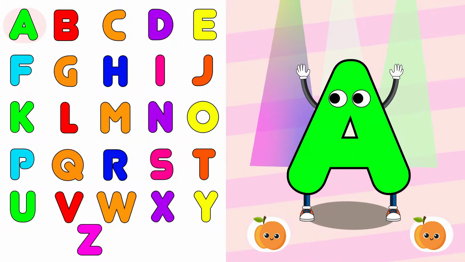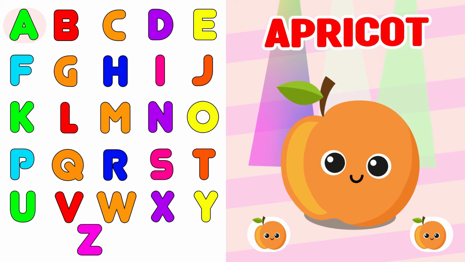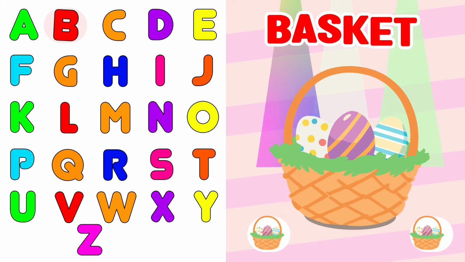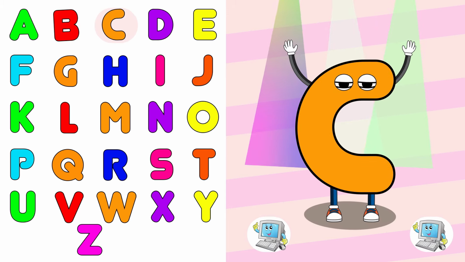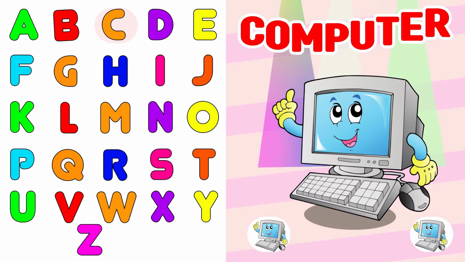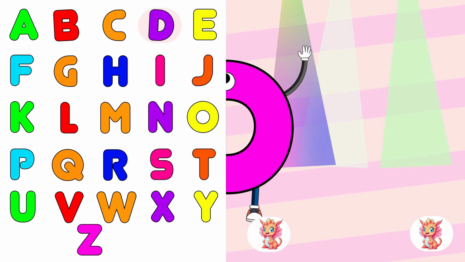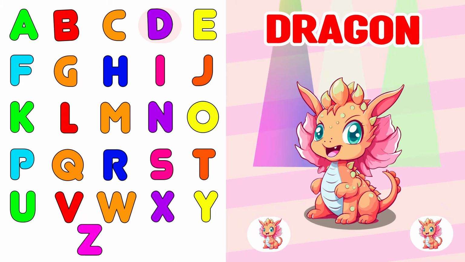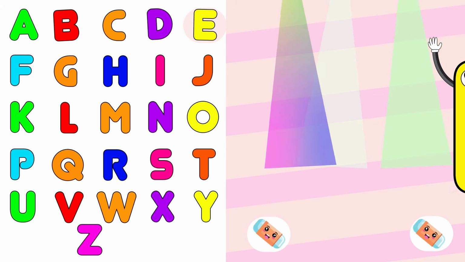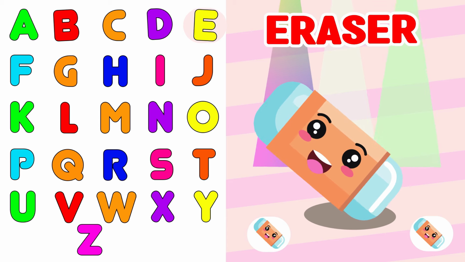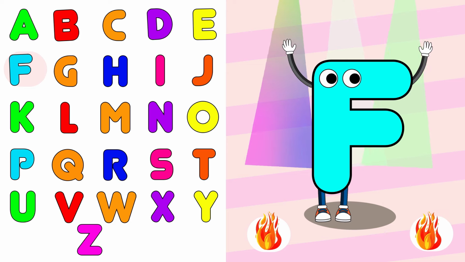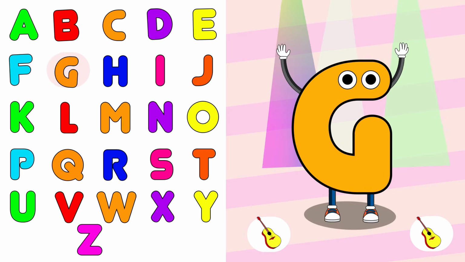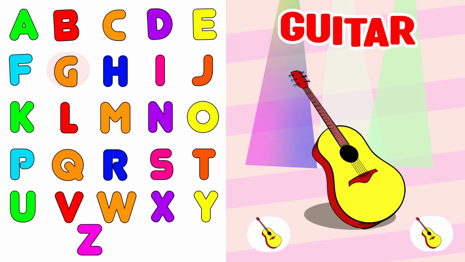A for apricot. B for basket. C for computer. D for dragon. E for eraser. F for fire. G for guitar.